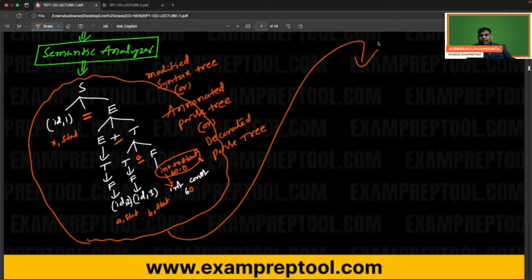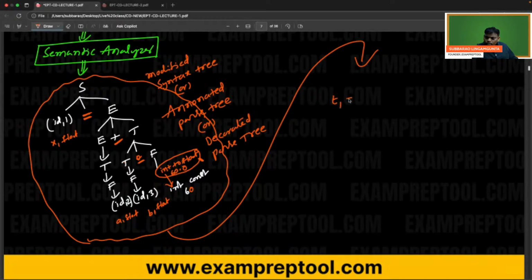So the bottom will be done. Everyone knows the bottom will be done. Without the bottom, how can the top be done? If I want to do this plus operator, the left side should be done and the right side should be done. The left side is this one, so the bottom will be done. Remember, the bottom of the tree will be done first. Now see this one, the bottom of the tree.